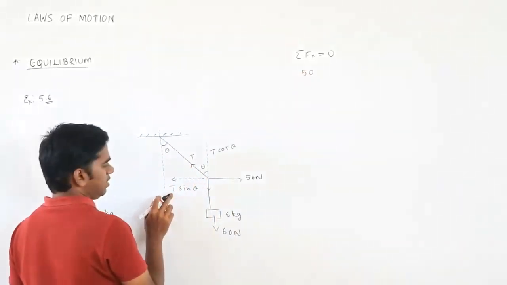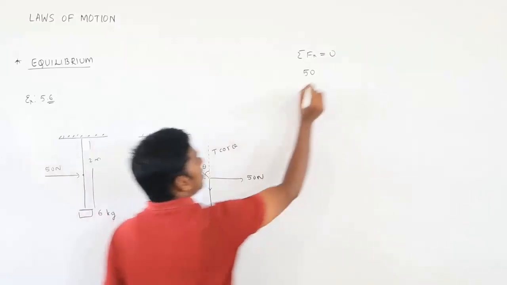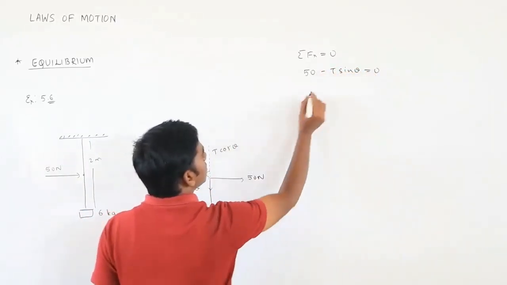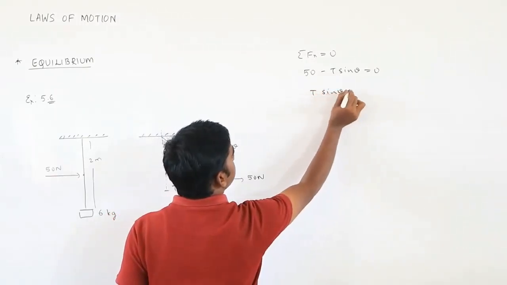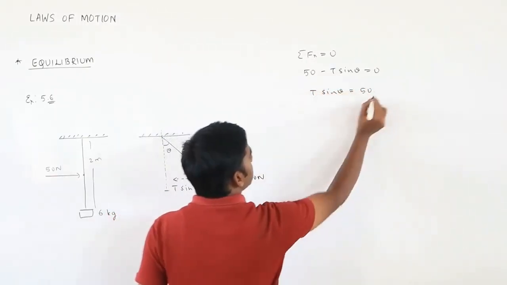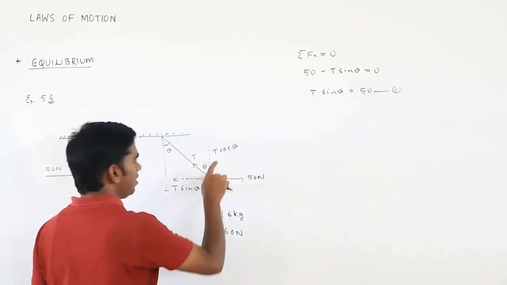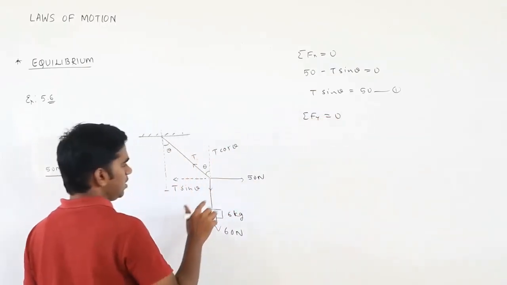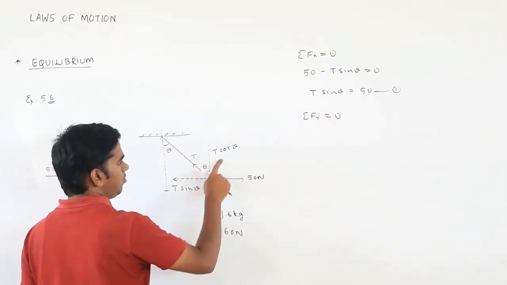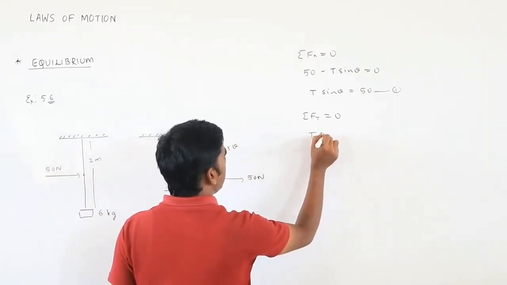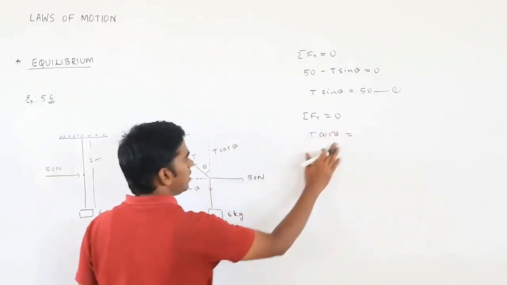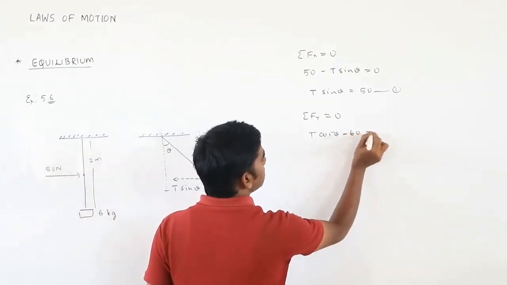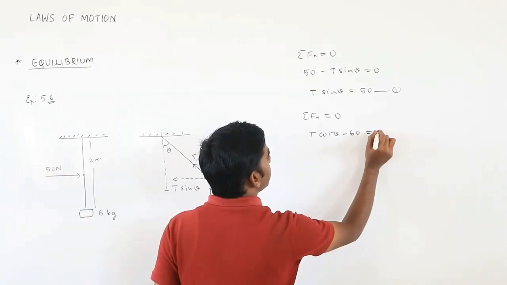So this side, minus T sin theta, because it is negative, equals 0. So you can write T sin theta equals 50. This is equation 1. Similarly, you can equate sum of Fy equals 0. So Fy is the upward direction: T cos theta plus, it is negative, so minus 60 equals 0.